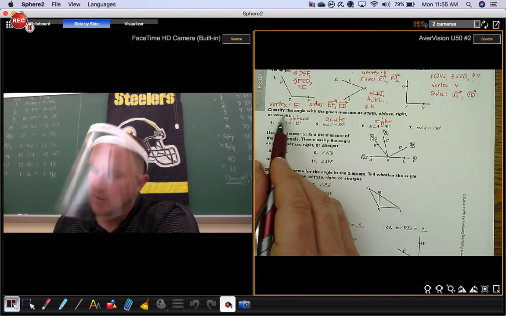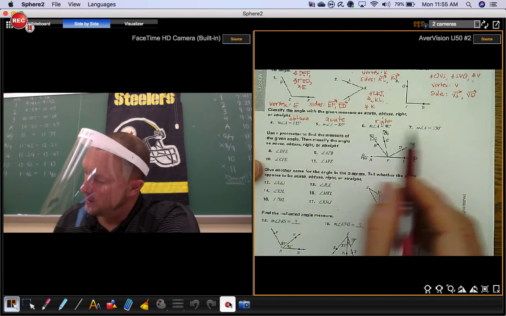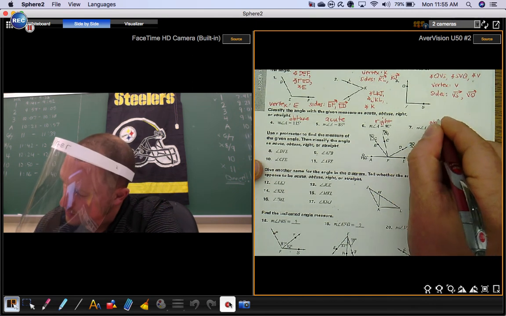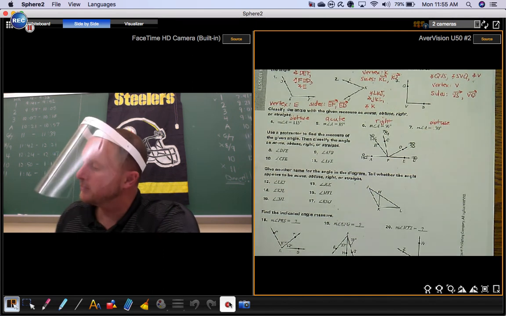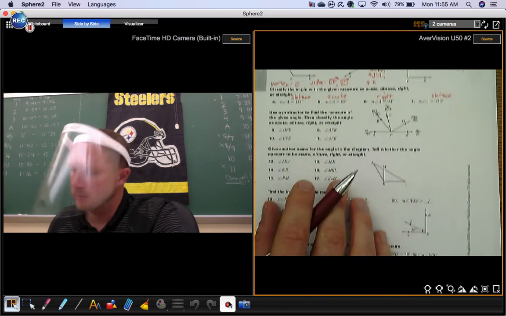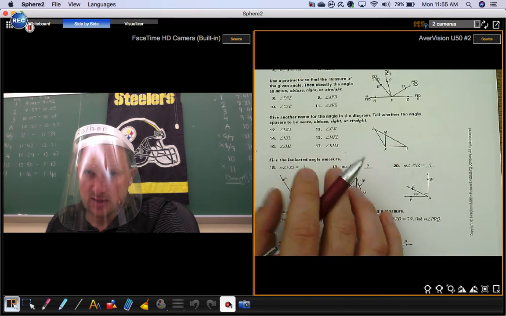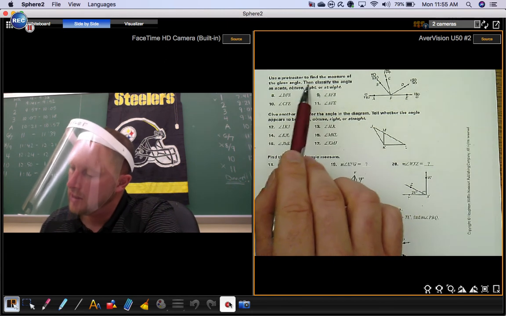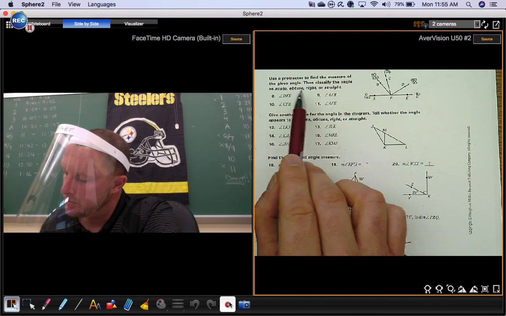Straight angles have 180 degrees. This one isn't quite there, it's close, but it's still obtuse because it's bigger than 90. It's not 180. Okay, the next section asks you to use a protractor to find the measure of the given angle. Classify the angle as acute, obtuse, right, or straight.